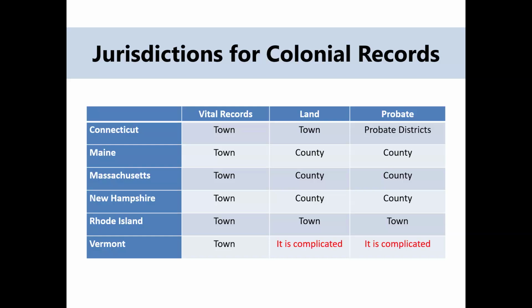So some of them may have them on the town level. Rhode Island has everything on the town level. Their town clerks are used and abused. For New Hampshire and Massachusetts and Maine, the land and probate records are on the county level. For Connecticut, the land is on the town level and probate is within probate districts. And then for Vermont, the land is on the town level sometimes, and also for probate, they had districts. They have since combined those districts and are now on a county level. But for us, we have to pay attention to those districts.